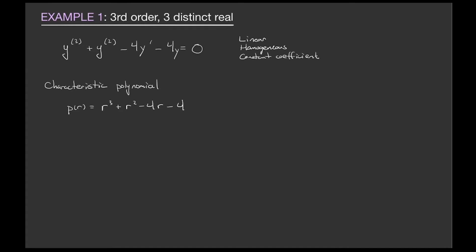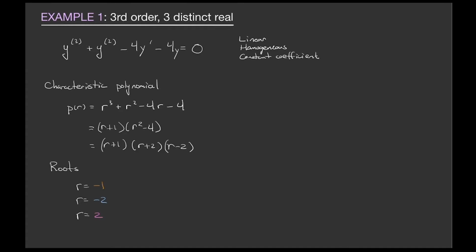And from this, polynomial long division shows us that it factors, like so. And then r squared minus 4 obviously factors like so. Now this gives us 3 distinct real roots. r is equal to -1, r is equal to -2, and r is equal to 2.